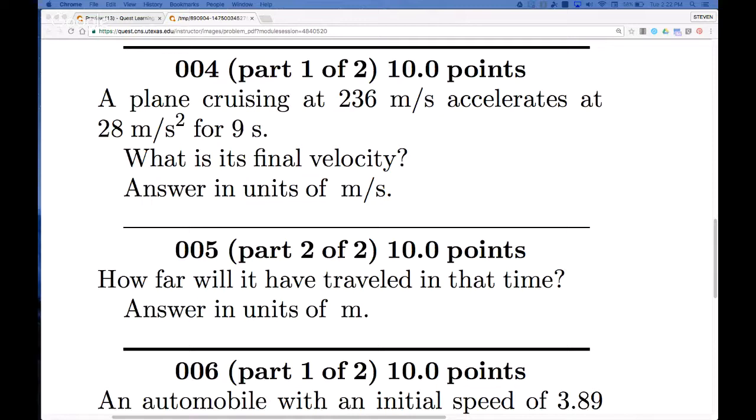It's a different mindset. Okay, a plane cruises at 236 meters per second, accelerates at 28 meters per second squared for 9 seconds. So what I would recommend you doing is looking through your kinematic equations. What you want to find is one that solves for final velocity in which you have time. Real quick, identify that. Which one has time?